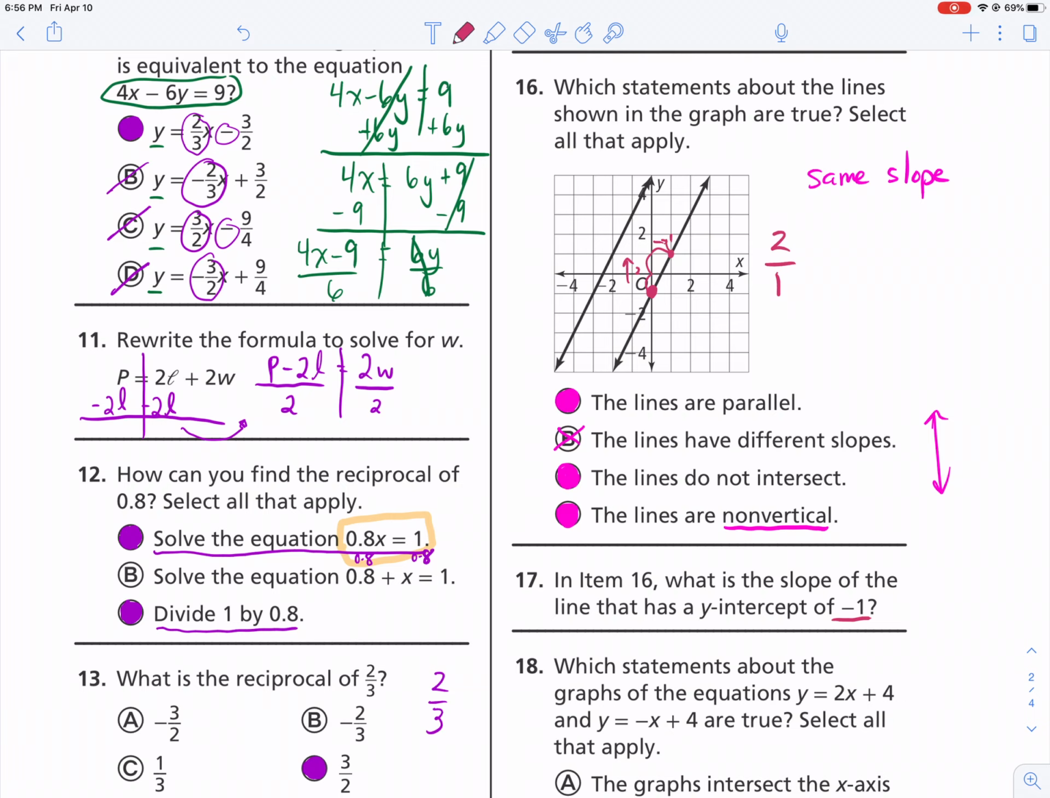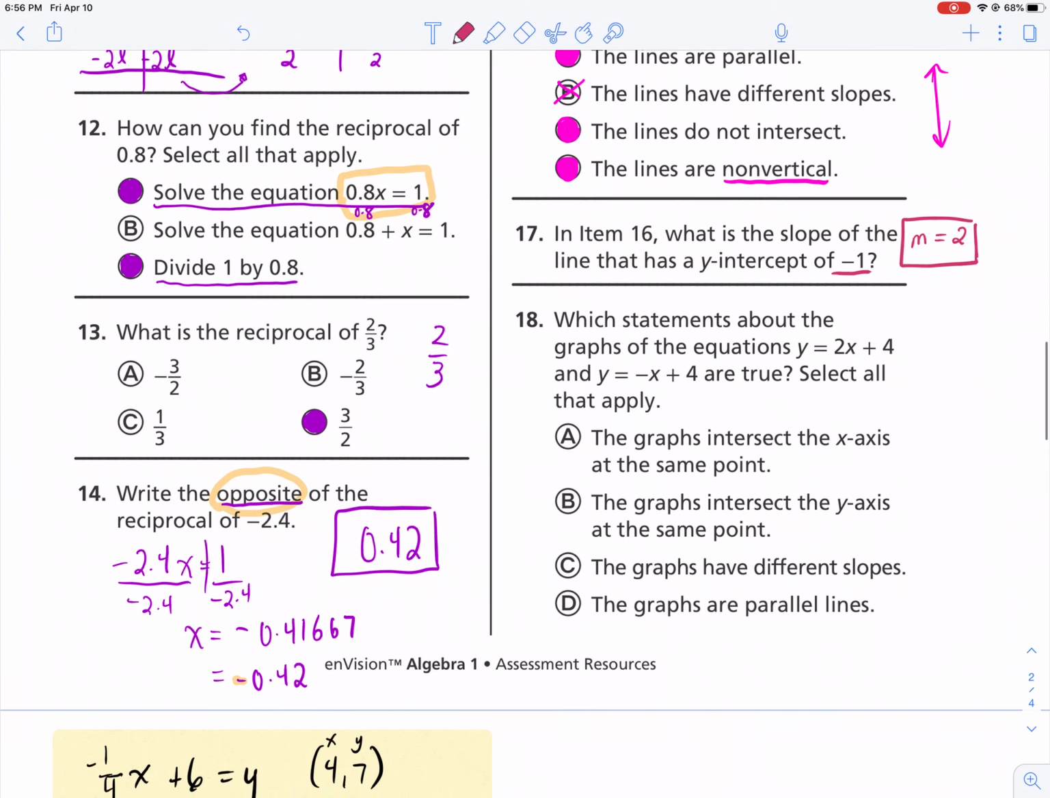We got this nice space over here. And if you want to just check it, do it again. Up 2, run 1, and we see that it hits it again. If I were to check it the other direction, I would go down 2 and run 1 to the left, and it also works. So my slope ends up being positive 2.